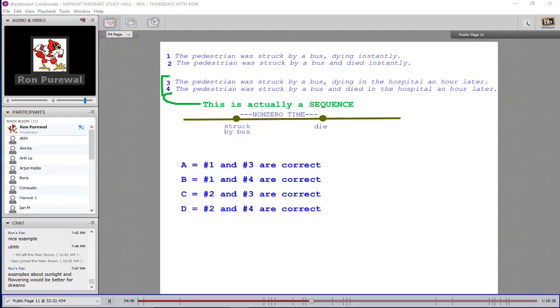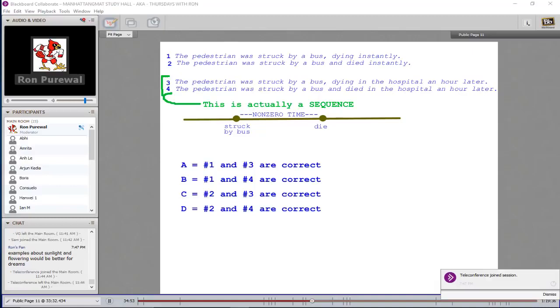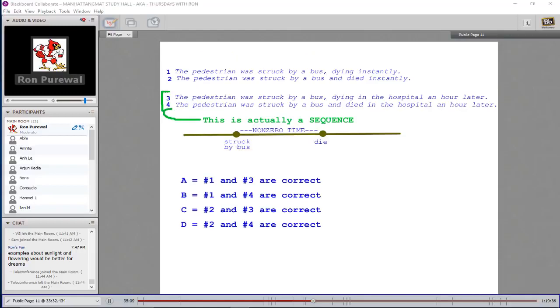Okay. Whereas the first thing is not a sequence. The first thing, we're talking about the same thing twice. I mean, this is not a sequence of actions. If you were going to put these things on a timeline, these things would be the same point on the timeline. These are 2 descriptions of exactly the same event.